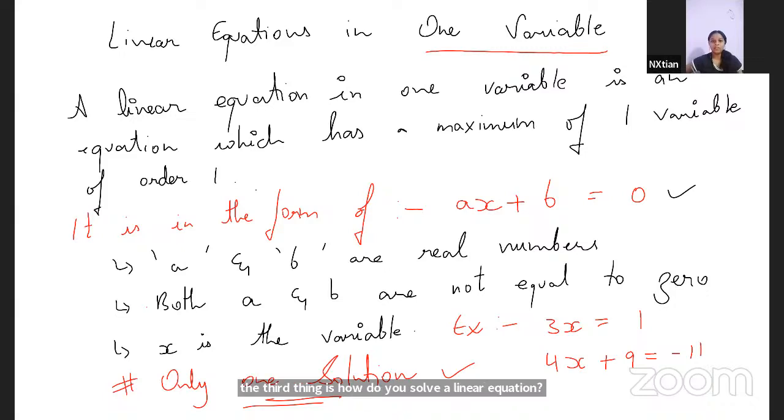Excuse me, ma'am. Yes, Zara. I didn't understand the example now. Which example, Zara? These two? Yes.